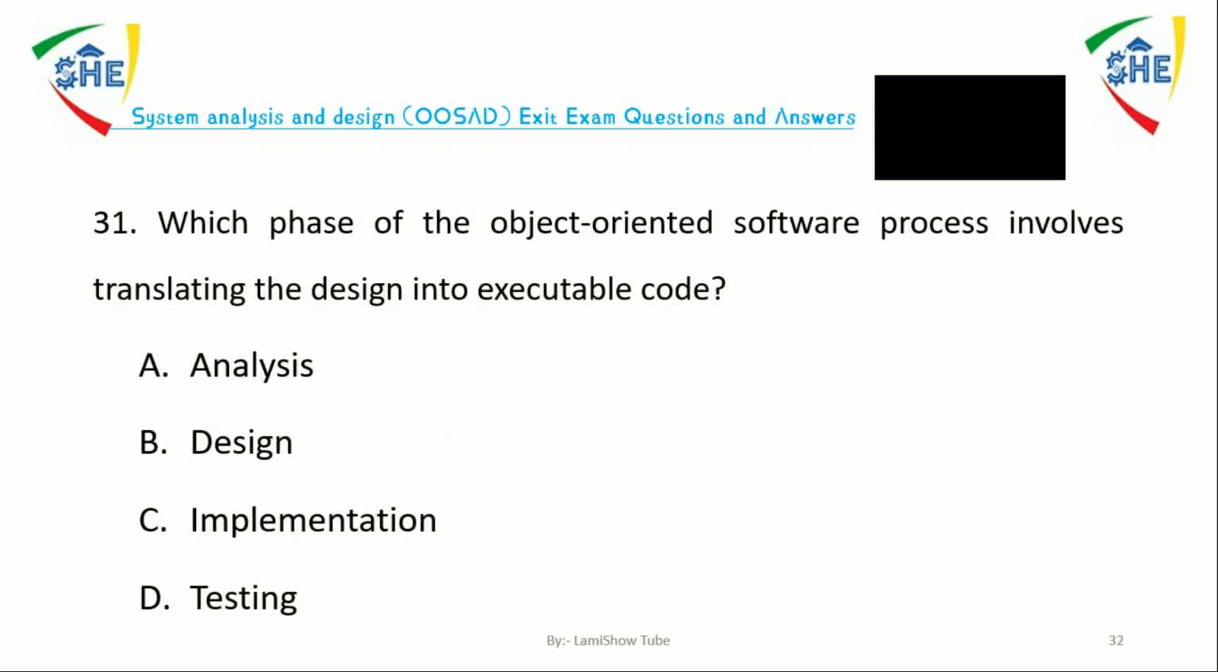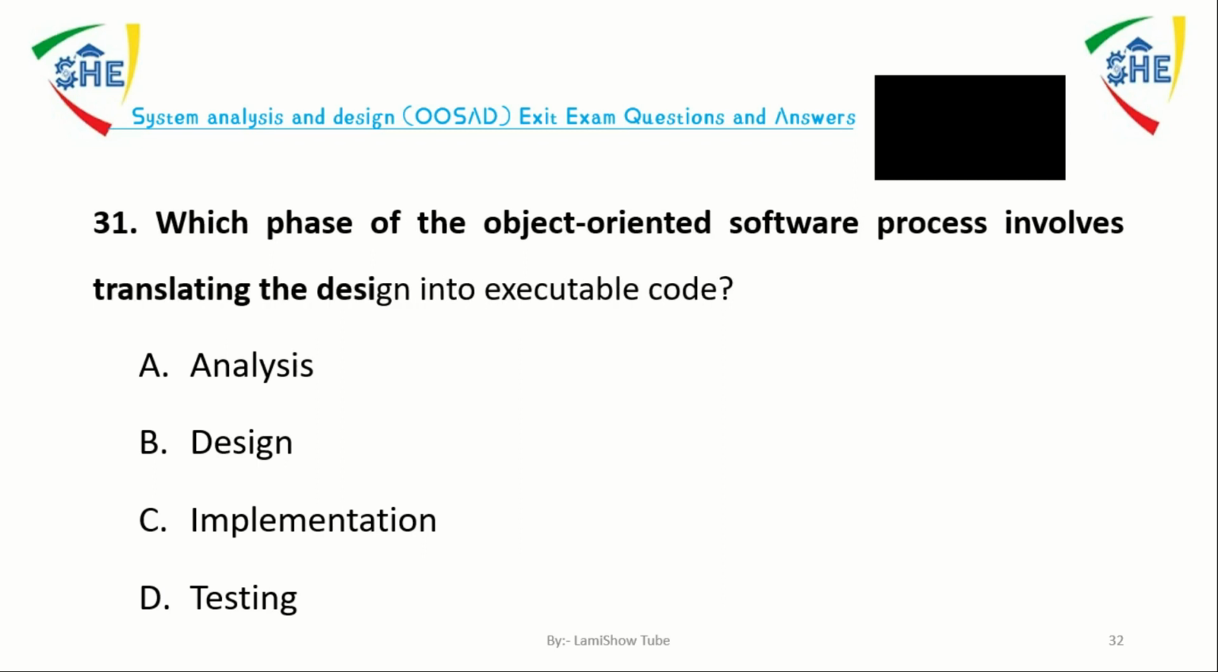Question number 31. Which phase of object-oriented software process involves translating the code into executable code? A. Analysis. B. Design. C. Implementation. D. Testing.